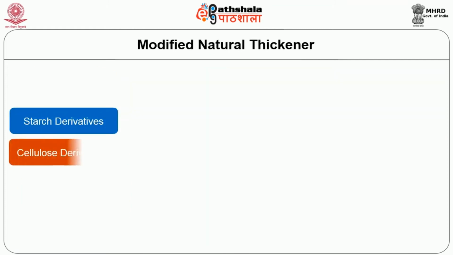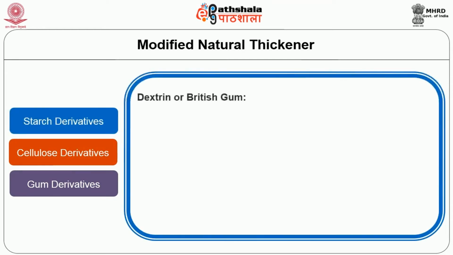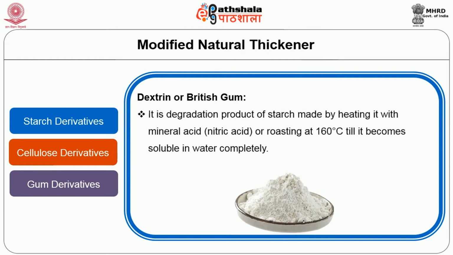The next type is modified natural thickeners. Under that, the first one is starch derivatives, dextrin or British gum. It is degradation product of starch made by heating it with mineral acid such as nitric acid or roasting at 160 degrees centigrade till it becomes soluble in water completely. For 100 parts of printing paste, 20 to 50 parts dextrin is used.